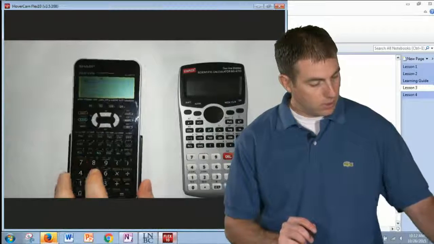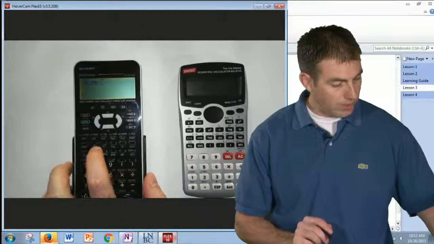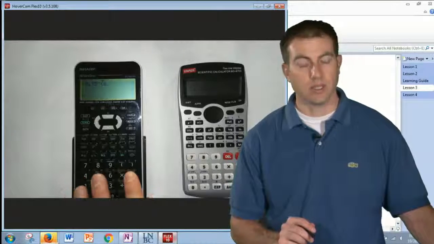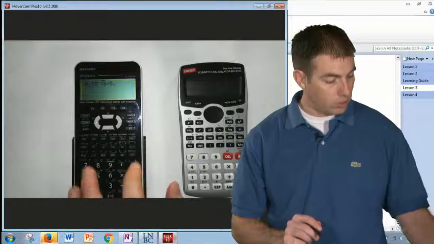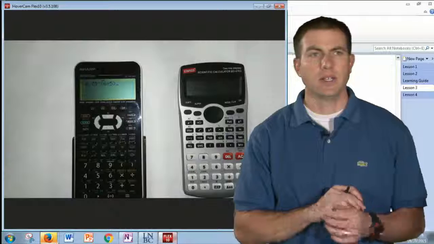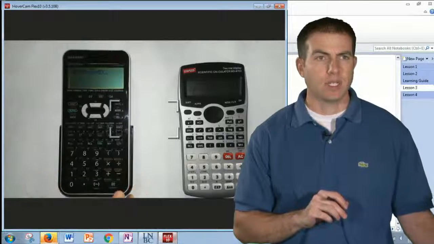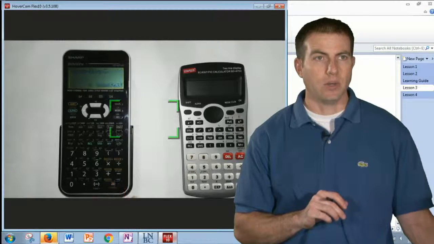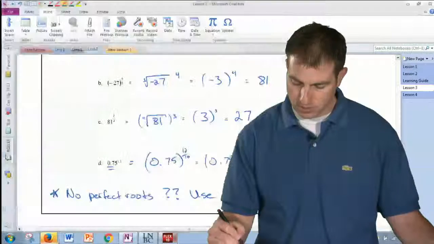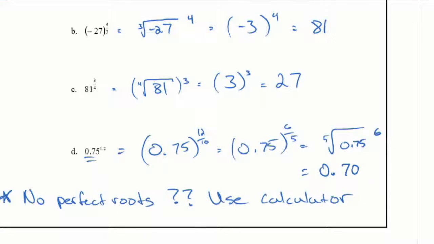0.75, I'm going to go x to the y, I'm going to use a bracket, and I said 6 over 5, so 6 divided by 5. I'm going to close my bracket, check that everything looks okay in there, and then I'm just going to go with equals and see what I end up with. So it's just this mess of decimals. So 0.0708, maybe I'll just go with that. 0.708. So that one didn't have any perfect roots.